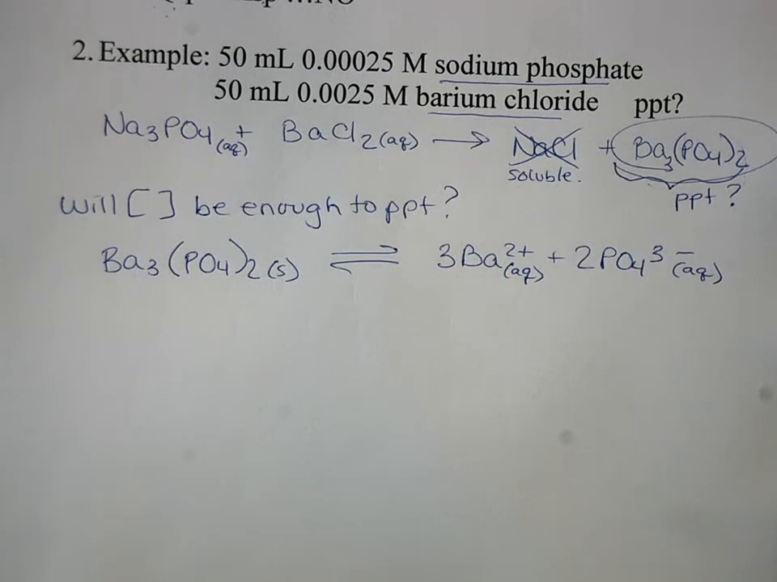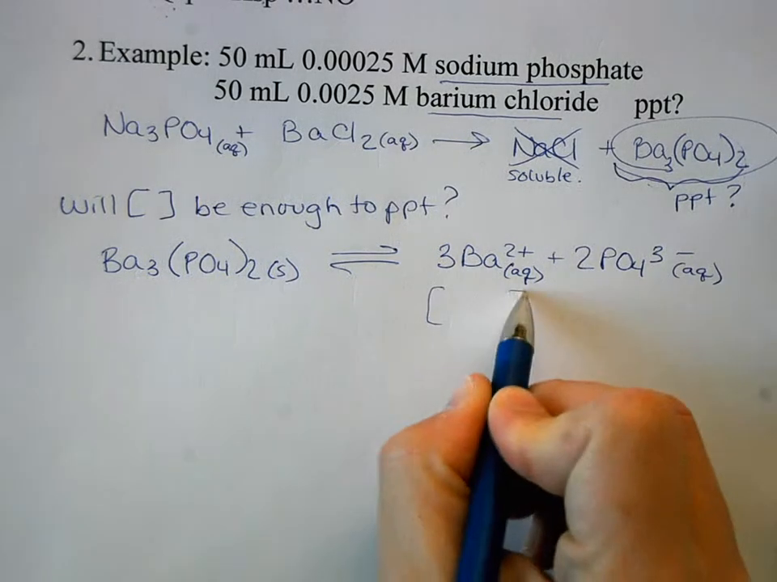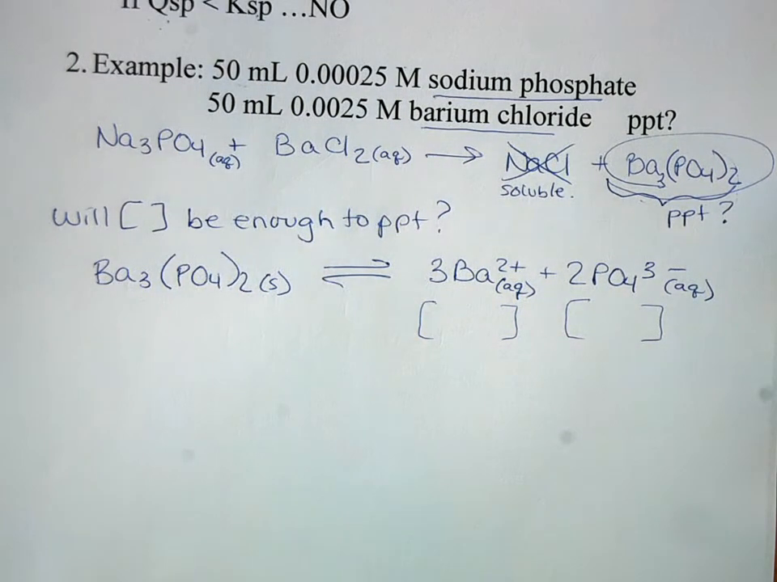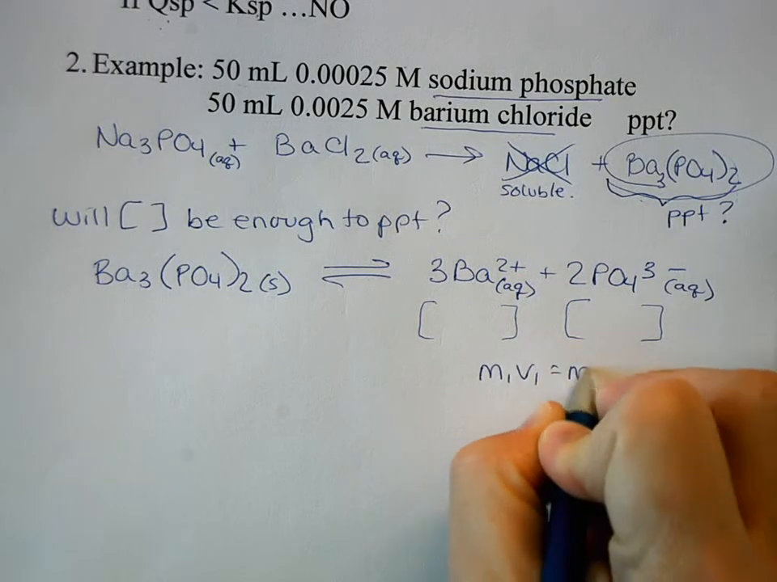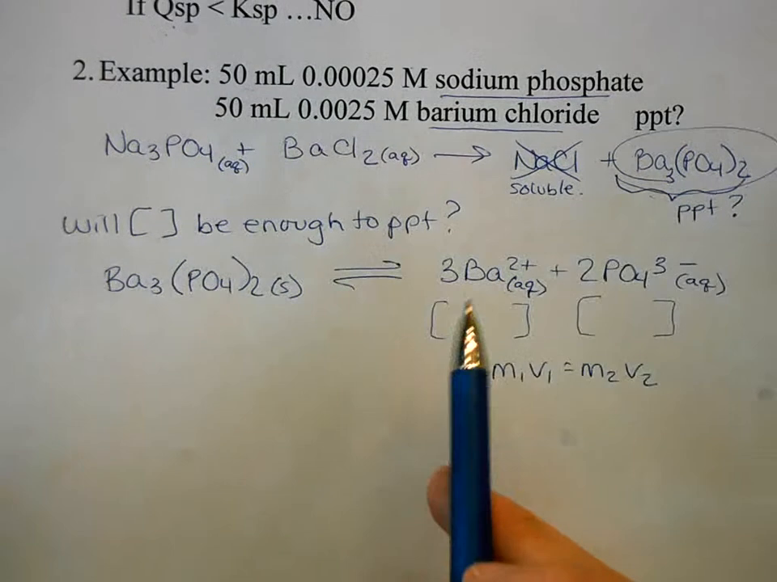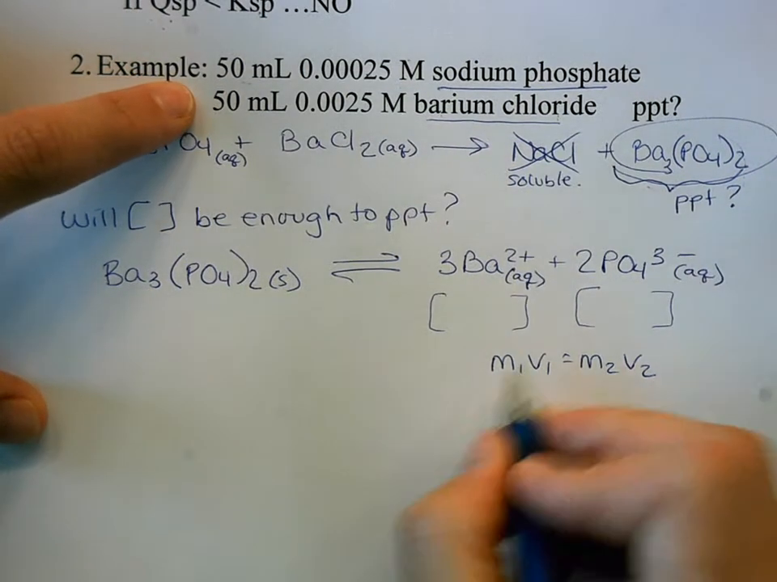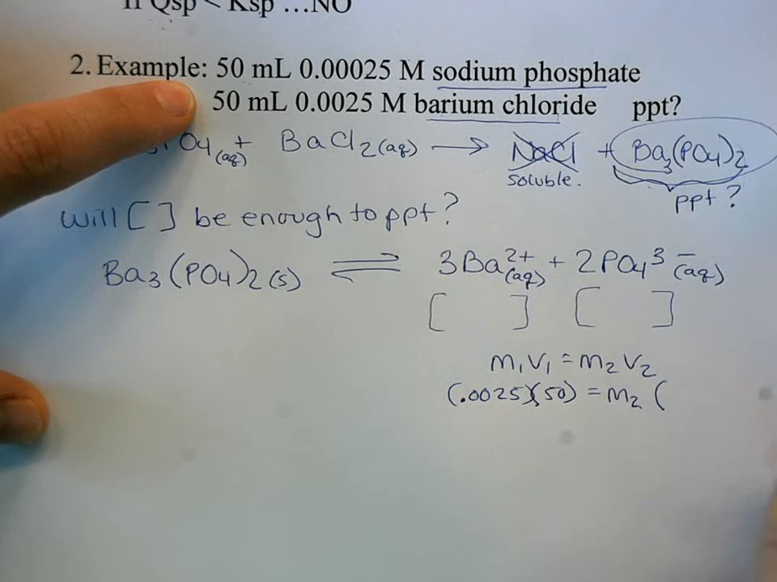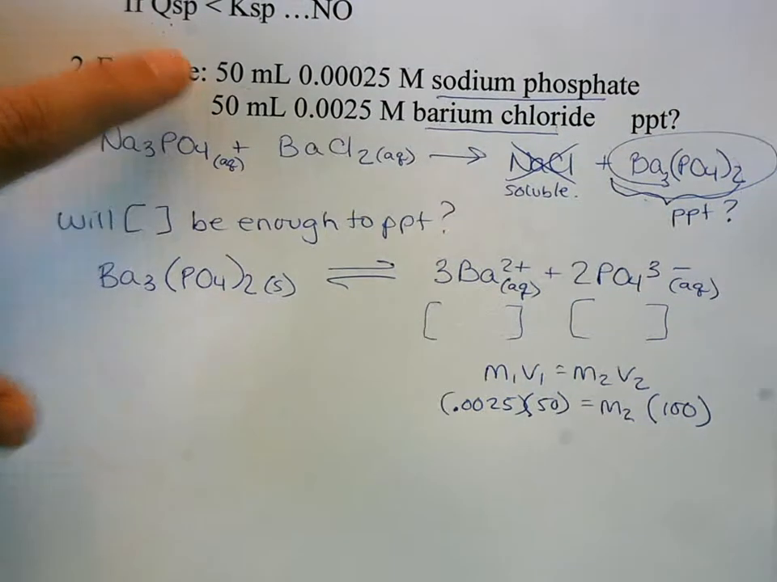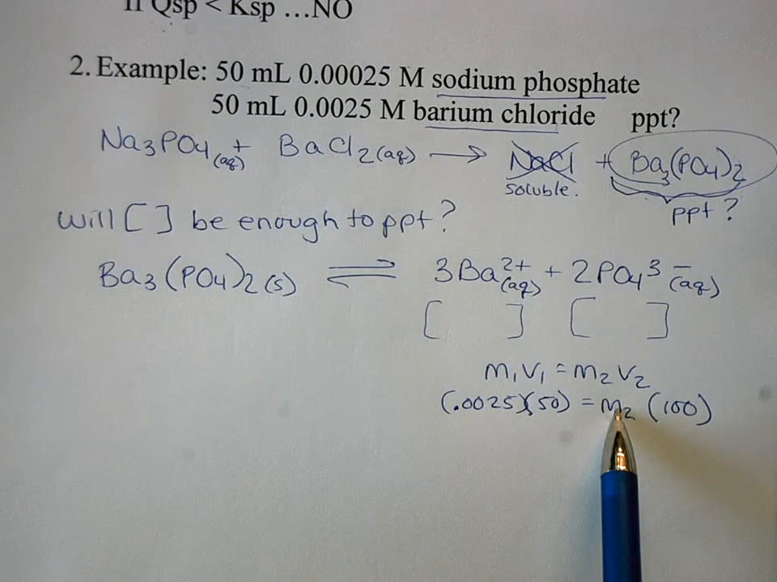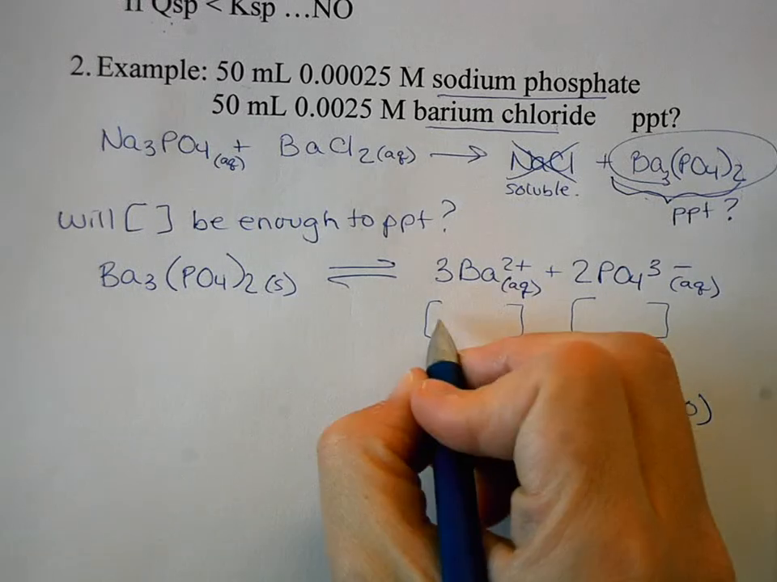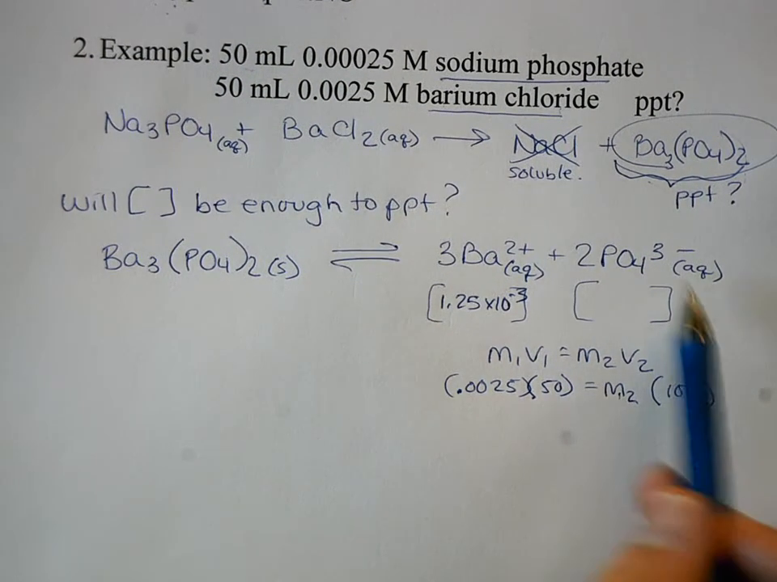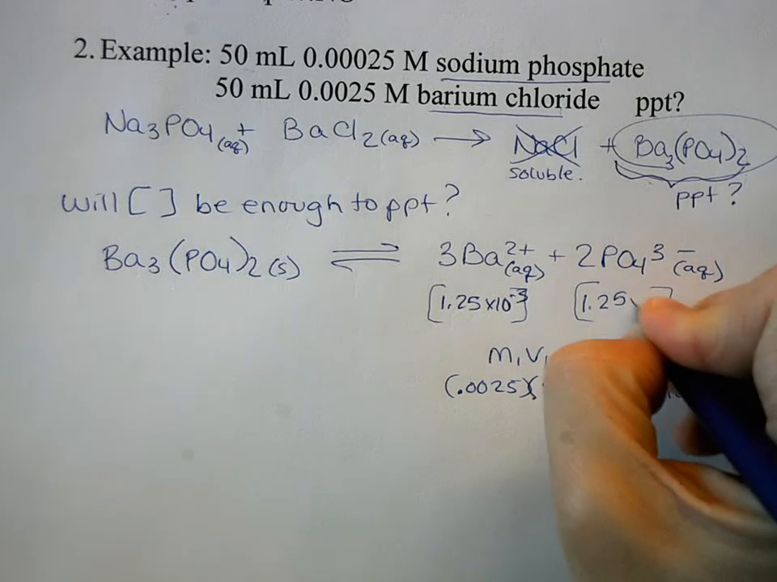Now what I need to do is go through and find the concentration of each one of these ions, from the information that's given to me up here. They're all combined together, so I'm going to have to do M1V1 equals M2V2. For barium, it's coming from barium chloride, so my M1 is 0.0025, my V1 is 50, equals M2, and my V2 would be 100 because I'm combining two 50 milliliter solutions. So I solve for M2, which is my new concentration of barium ions, and I get 1.25 times 10 to the negative 3. Then you have to do M1V1 equals M2V2 to get your concentration of phosphate ions, which is 1.25 times 10 to the negative 4.